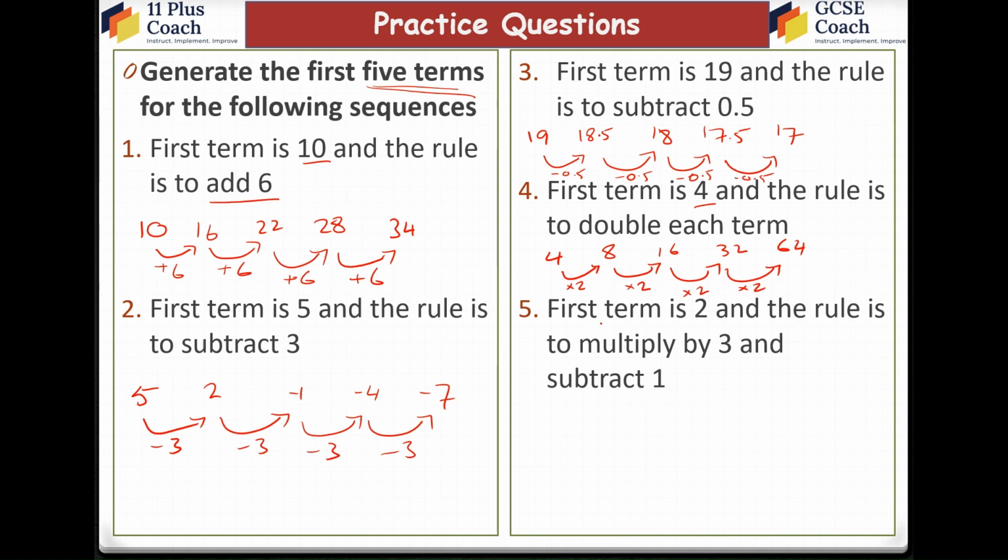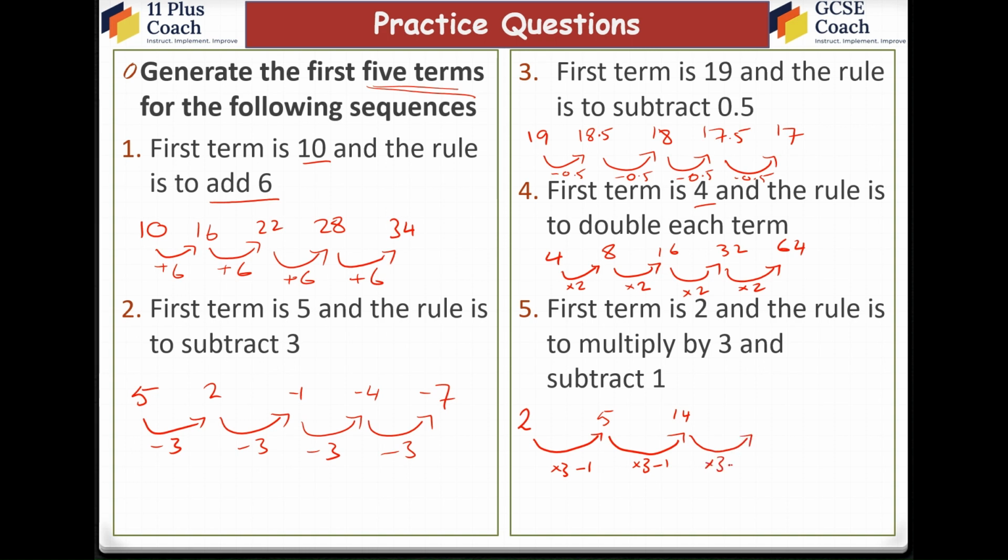And the last question, you have multiple steps in this question. First term is 2, and the rule is to multiply by 3 and then subtract 1. So the first term is 2, I can copy that straight away. Now the rule is to times it by 3 and then subtract 1. So 2 times 3 is 6. 6 take away 1 is 5. So that's my second term. I'll carry on the rule. Multiply by 3, take away 1. Multiply by 3. 5 3s are 15, take away 1 is 14. That's my third term.